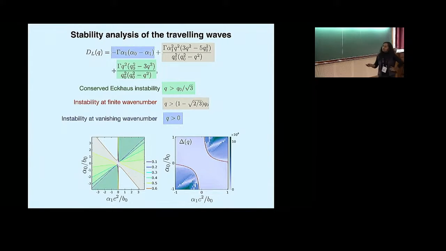So here I show you the colored regions, which are the part of the parameter space spanned by alpha 0 and alpha 1 for which the traveling wave is unstable for a given wave number. And you can see that as we go to larger and larger wave number, there are large parts of the parameter space spanned by alpha 0, alpha 1, where this particular traveling wave, with this particular wave number, is now unstable. We can also verify these relations in numerical simulations, starting with a traveling wave with a given wavelength, and see whether or not it is stable. That's shown here.